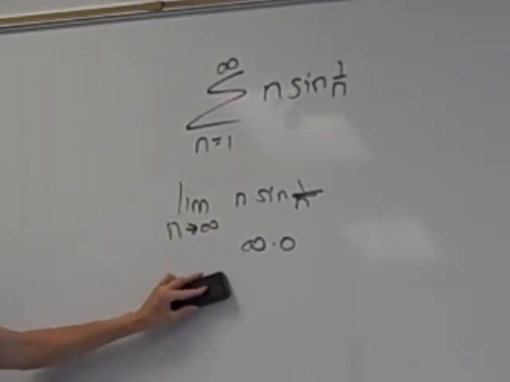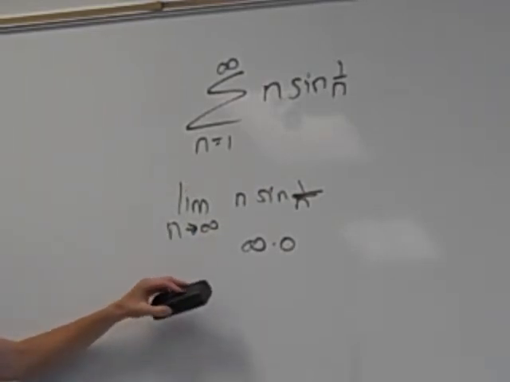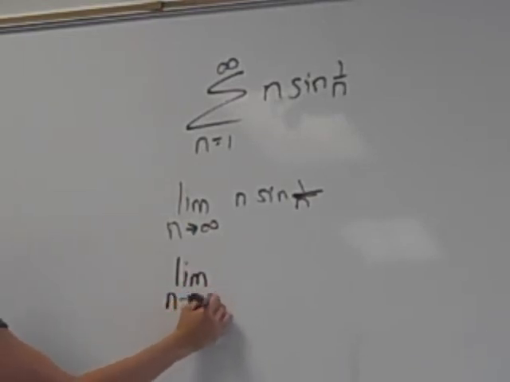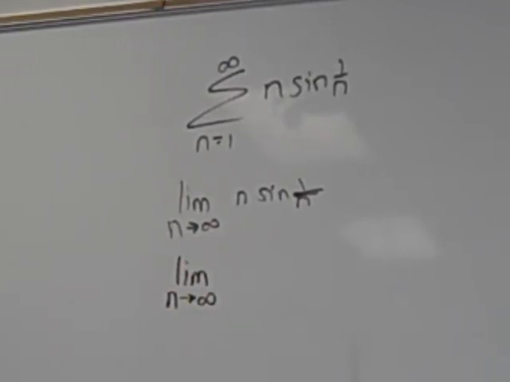It means we need to look at this differently. It's actually a type of indeterminate form that we don't really talk about or see very often. Not quite 0. Well, we can't do L'Hopital's yet because we don't have a fraction. But what we can do is create a fraction.